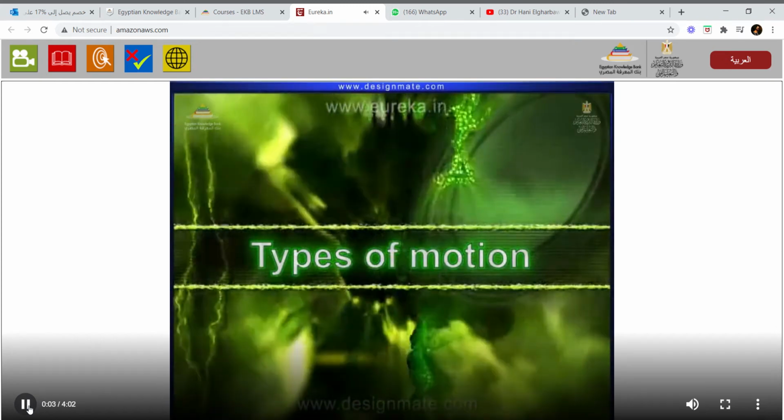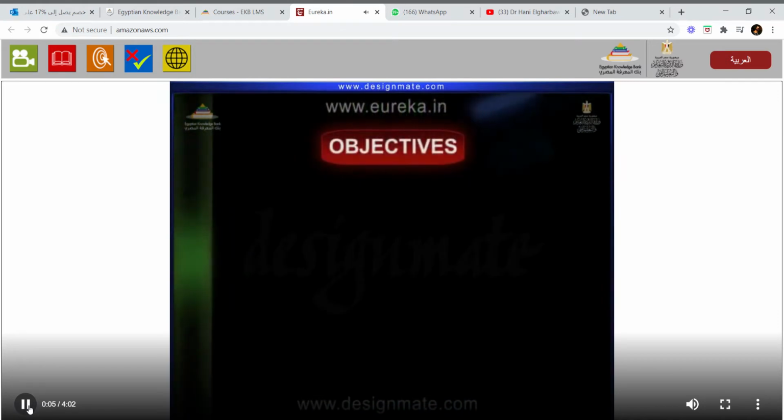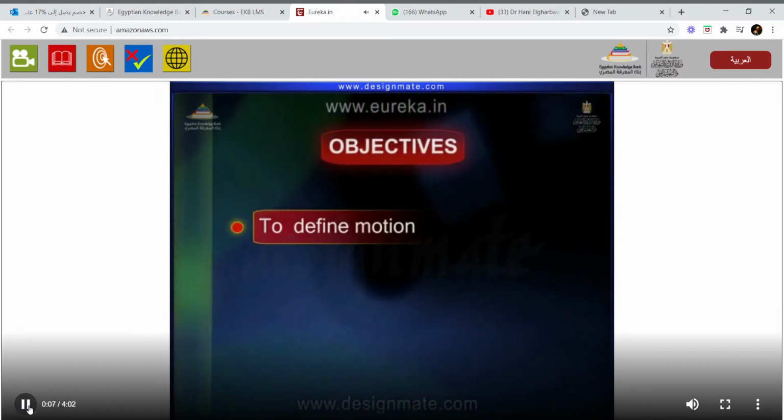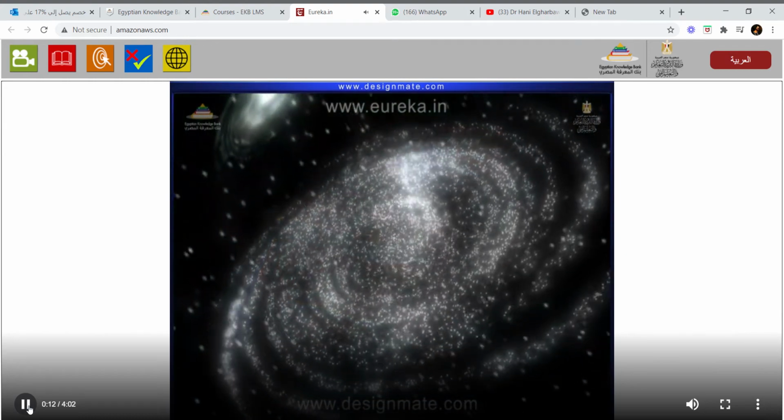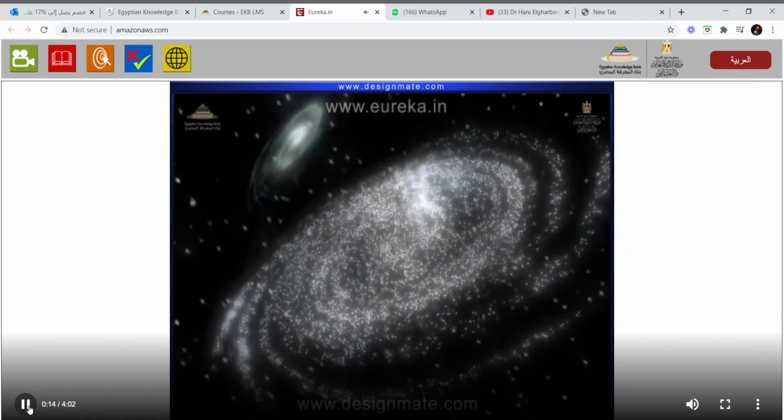Types of motion. Objective: to define motion, to study various types of motion. Every object in the universe is in motion.